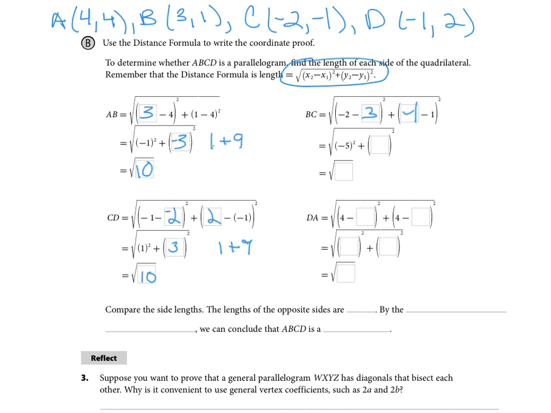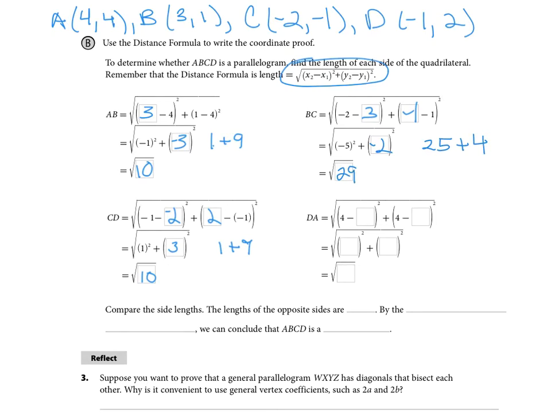So negative 2 minus negative 3 we already know is negative 5 squared. They've calculated that for us. Negative 1 minus 1 is a negative 2. Remember, all negative numbers, even when they're squared, become positive. So 5 squared or negative 5 squared doesn't matter. You still get 25. And then 2 squared or negative 2 squared, it doesn't matter. You still get 4. So we're looking for a radical 29 on the length of BC.